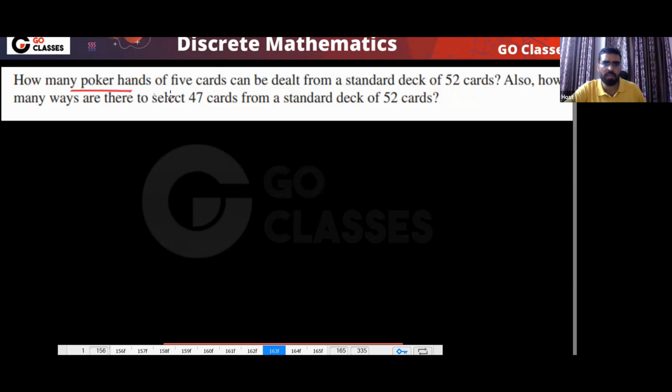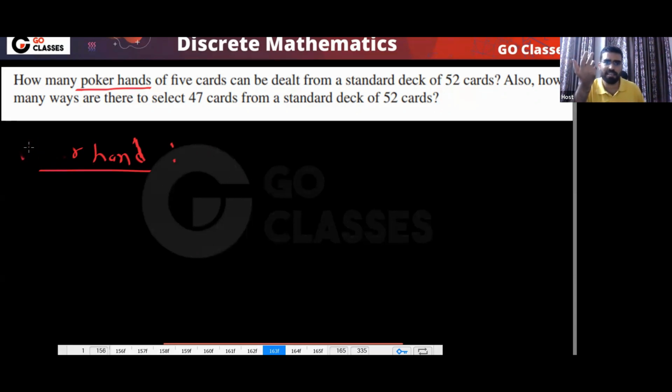Let's see this. How many poker hands of 5 cards can be dealt from a standard deck of 52 cards? So there are 52 cards, you want to select 5 cards. In a poker game, does the order of the cards in a hand matter? Let me tell you, you have 5 cards and you are picking them. It does not matter, the order does not matter.